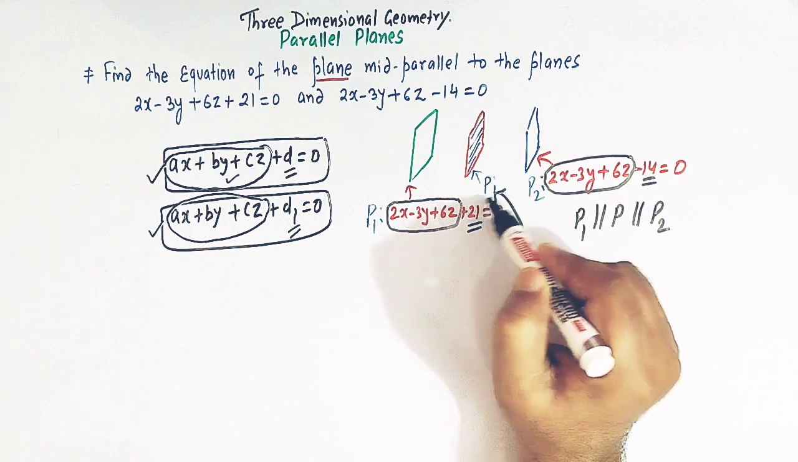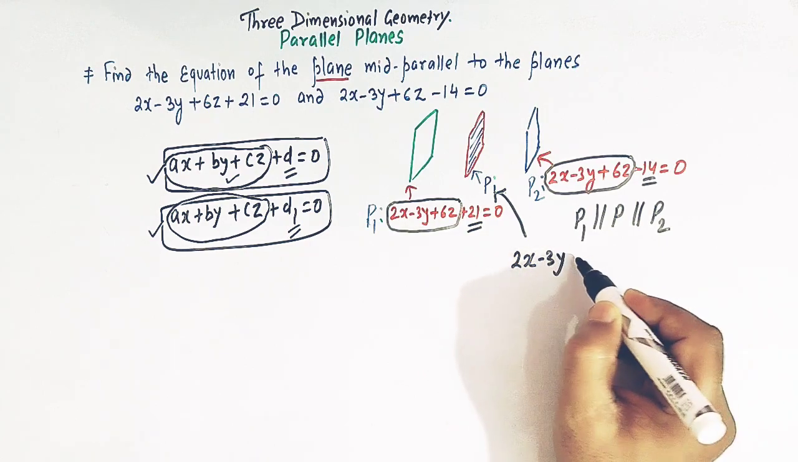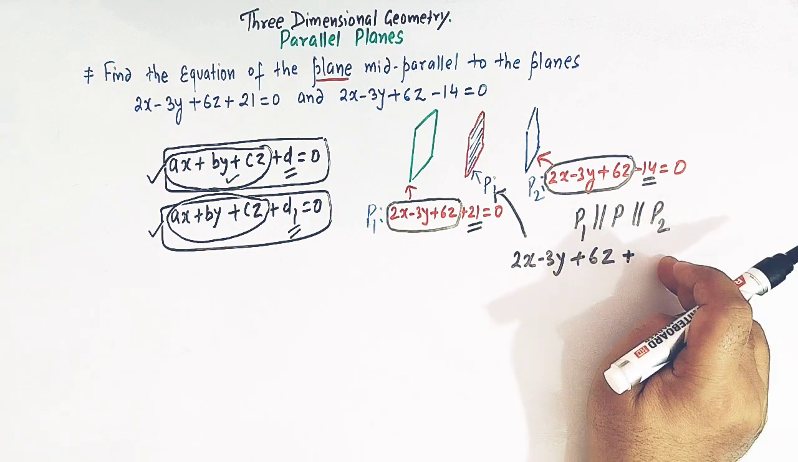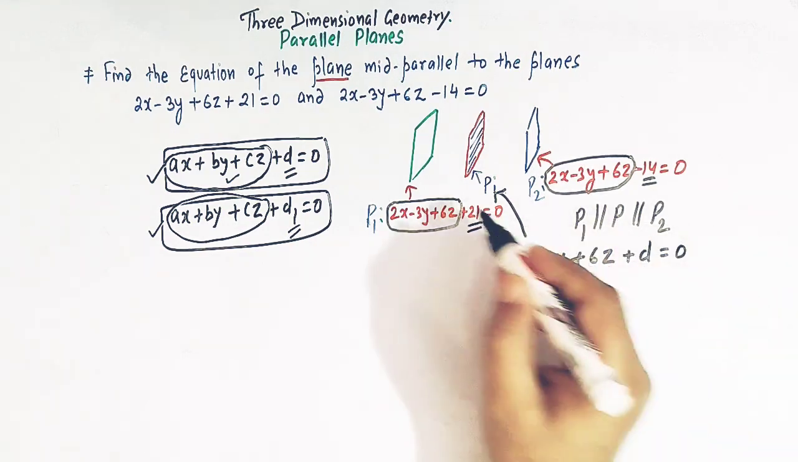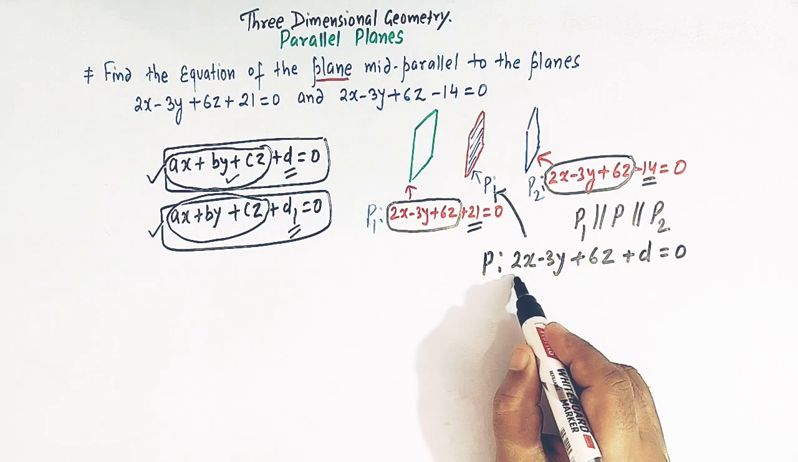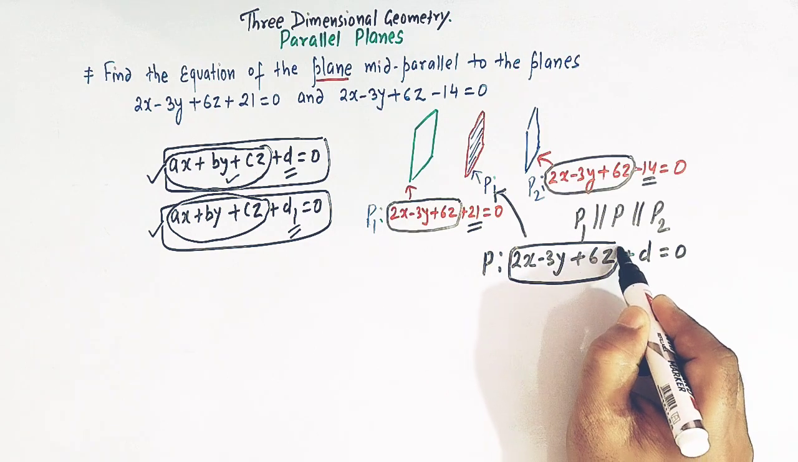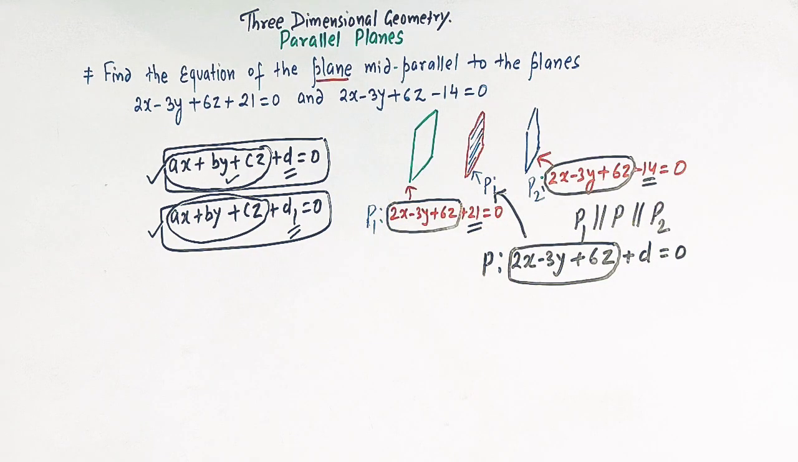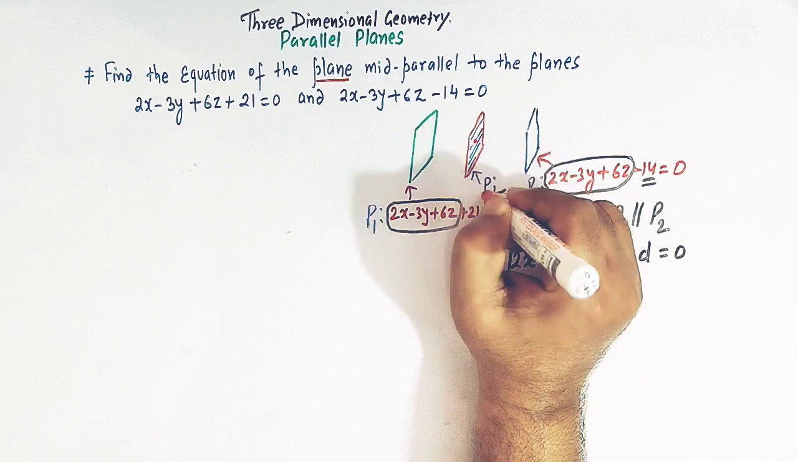So the equation of this plane P can be written like this, that is 2x minus 3y plus 6z, and here the constant term differs, right? So here we can simply write d, and this is equal to 0. So the equation of plane P can be written like this. So all the three planes have this part common, but the constant term is different in all the three parallel planes, right? Now let us take some point on this plane P, right?